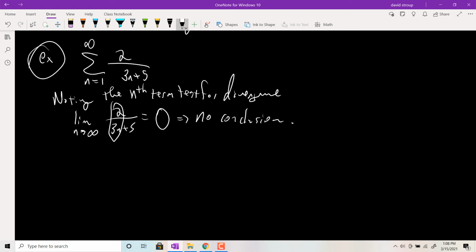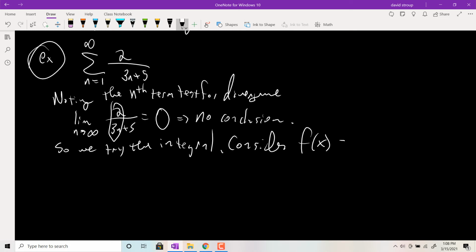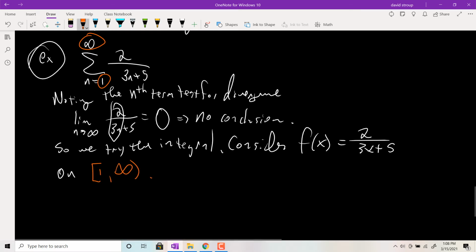Okay, so we try the integral test. And sadly, there are 3 things you have to check for the integral test. We first consider the function f of x equals 2 all over 3x plus 5. And we're going to work on the same interval that the series is suggesting, so we're going to go from 1 to infinity.